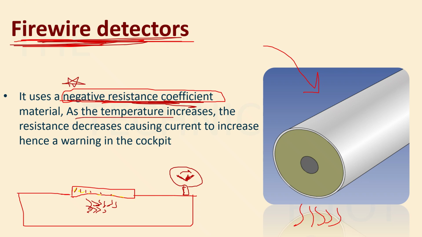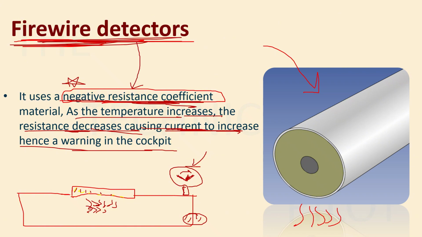So as the temperature increases, the resistance decreases, which causes extra current. As you saw, in this case the emitter reading was more. And as the resistance decreases, the current increases, hence the warning in the cockpit. As the current increases, it is sensed by your alarms, the alarm starts to blink, and there is an oral warning in the cockpit. So they primarily work with the help of negative resistance coefficient, and whenever there is a rise in the temperature, the resistance decreases, which increases the current, and hence there is a warning in the cockpit. So this is your firewire detectors.